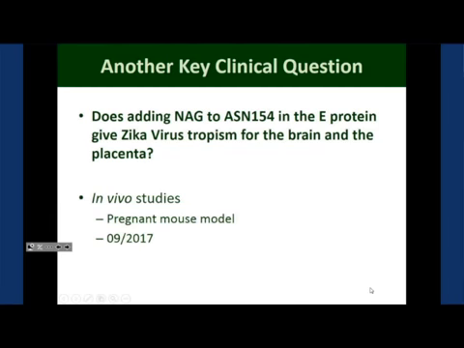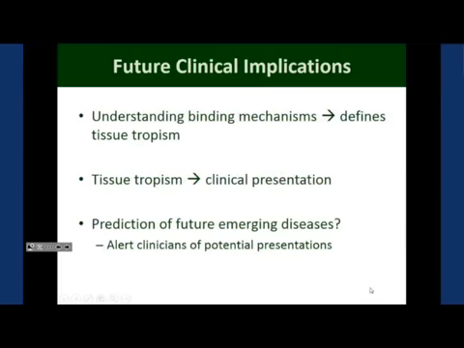So what we're going to do is use our peptides to see if we can traffic or observe trafficking to the brain and the placenta or any other organs. All right, so finally, the future clinical implications here would be that understanding binding mechanisms really helps us define tissue tropism. It's a clear-cut example of basic laboratory-bench research that has a direct clinical correlation because tissue tropism dictates clinical presentation. What cells you bind tells you what part of a human gets sick.